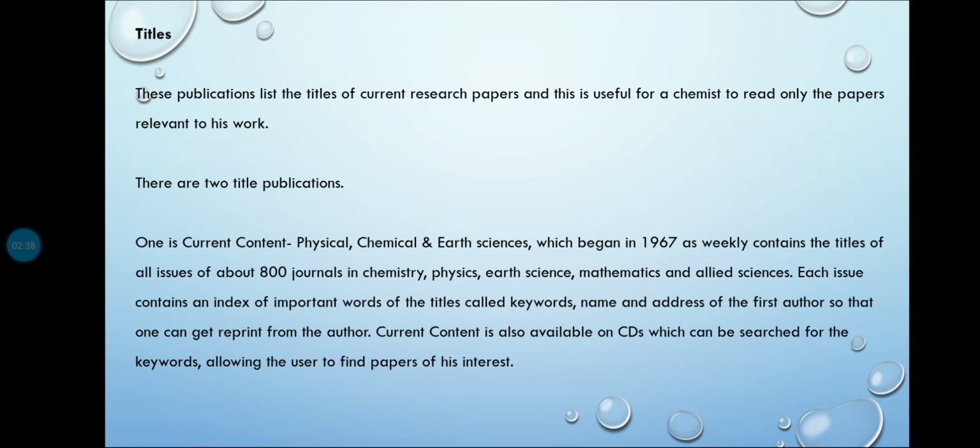Each issue contains an index of important words of the titles called keywords, and the name and address of the first author, so that one can get a reprint from the author. Current Contents is also available on CDs, which can be searched for keywords, allowing the user to find papers of his interest.